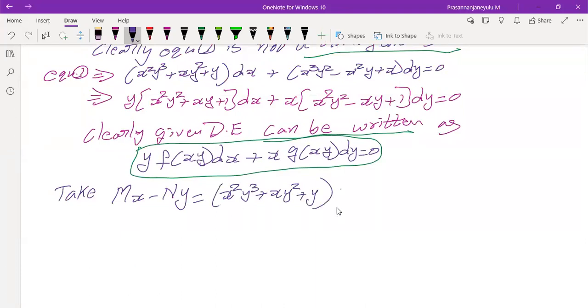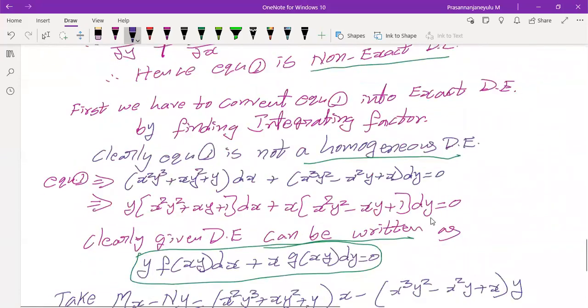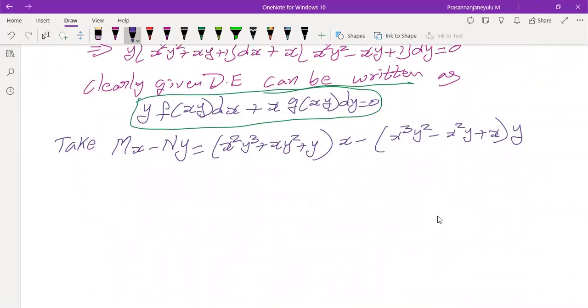Multiply m with x minus, what is n? n is x cube y square minus x square y plus x, multiplied with y. So then if we do simplification, what are we going to get? Multiply these three terms with x. So we will get x cube y cube plus x square y square plus xy, minus, multiply all these three terms with y.